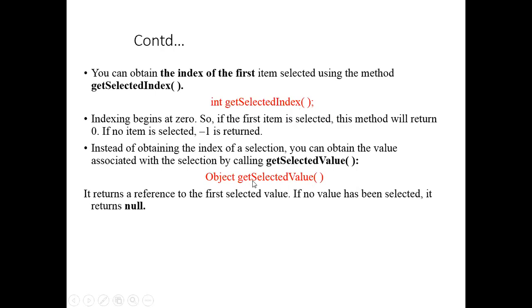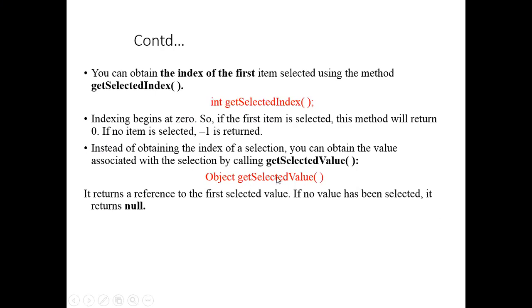When you have to use the selected value instead of the index, you have to use the method getSelectedValue. Starting from the first index, the first index is always 0. By default, when you open the list and run this method, it is going to return 0 if the first item is selected, and if you have not selected any item, then it's going to return -1. Fine.